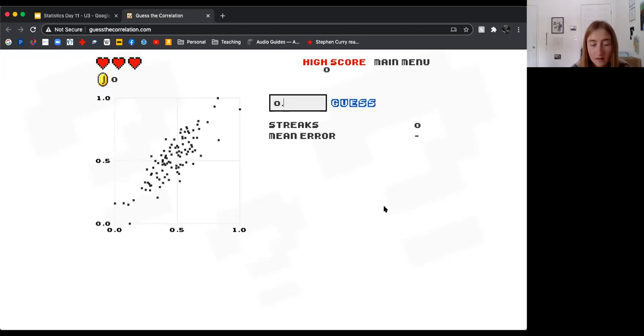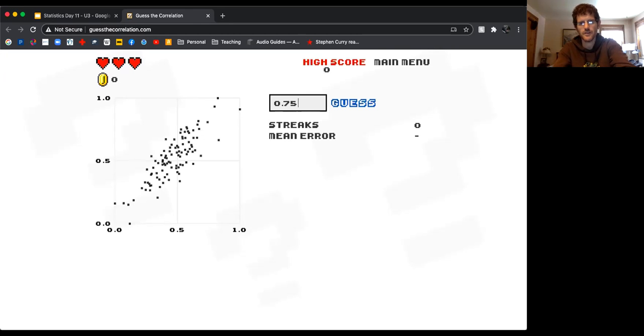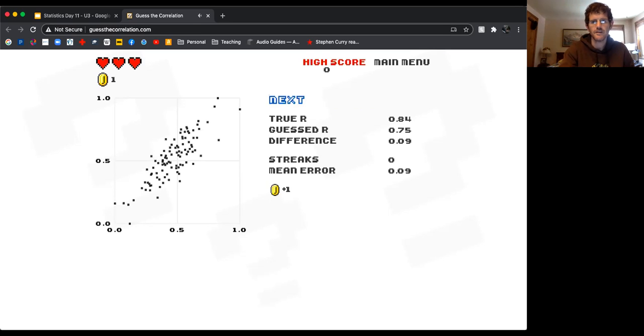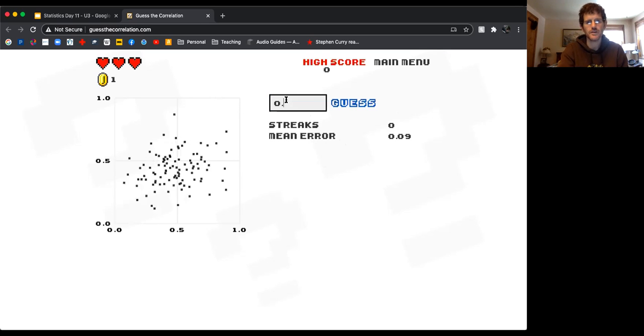Maybe like 0.7 or 0.8. Okay, if you're saying 0.7 or 0.8, let's see if we can do that. 0.75. Look at that. It's actually 0.84, but we are close enough. They don't expect you to get it 100%. We're not going to do this too much.